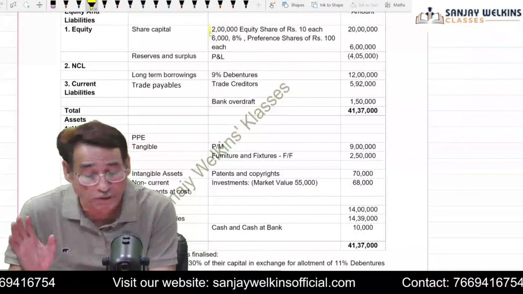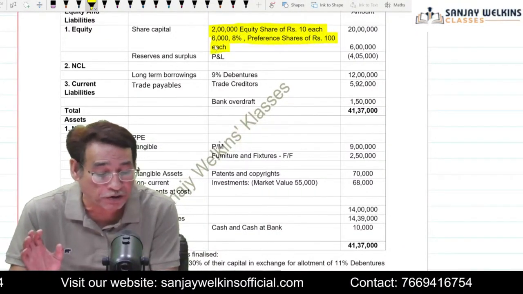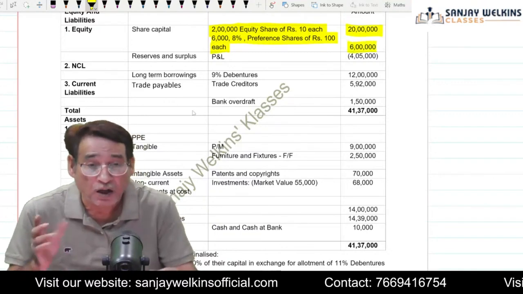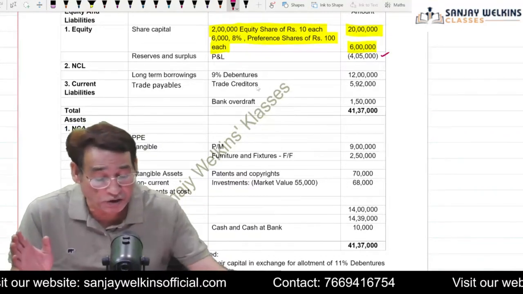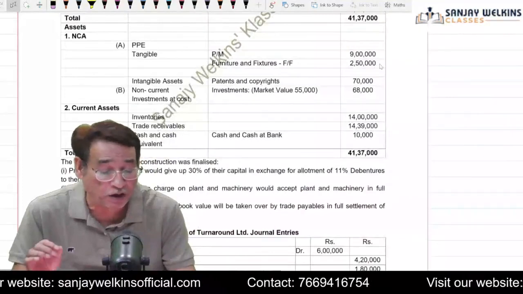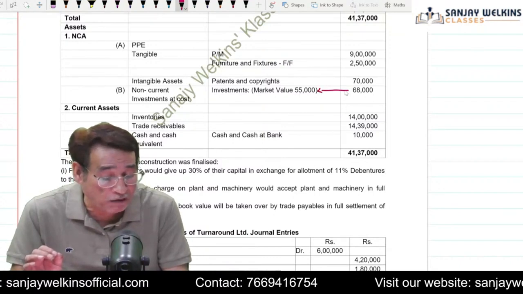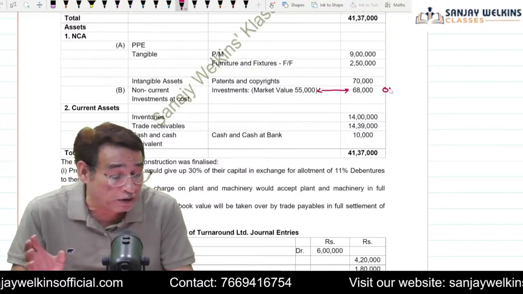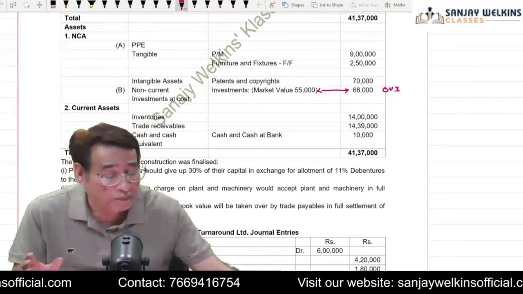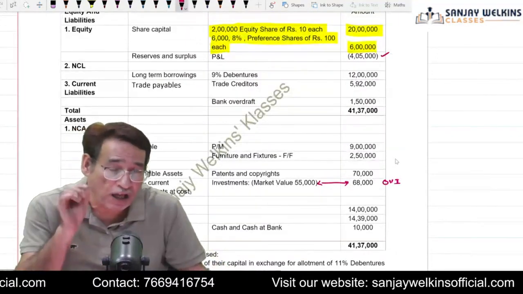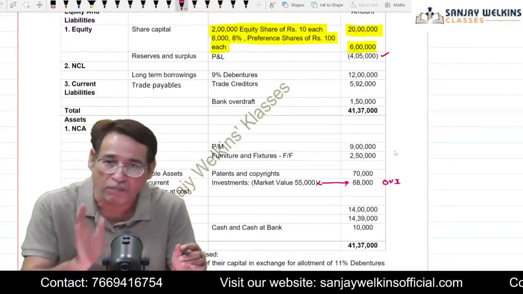Now in this question, first of all, note down the total equity share capital, 2 lakh shares of 10 each. We have 6,000 8% preference shares of 100 each, 20 lakh and 6 lakh. Importantly, we have to take care of accumulated losses, correct? Then there are 9% debentures, trade creditors, bank overdraft, then plant and machinery, furniture and fixtures, patents and copyright. Here you need to take care, because your investment is an overvalued item by 13,000, the difference between 68 and 55, correct? So these are the two items which I will have to write off, irrespective of whether any information is available in the question or not regarding them. Is it clear to you?